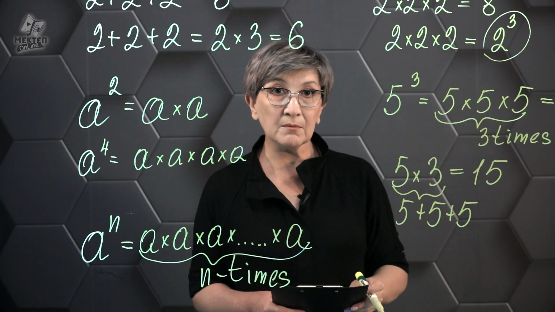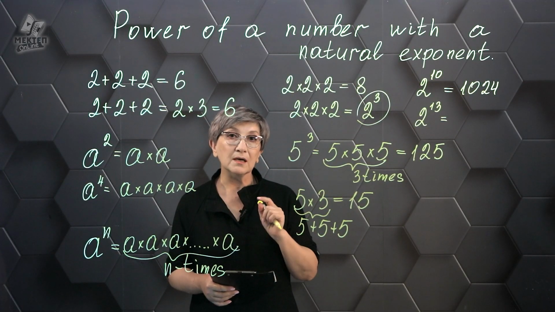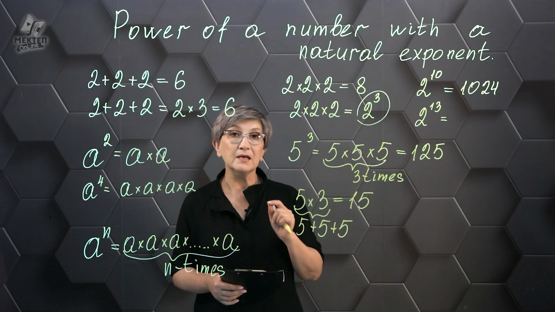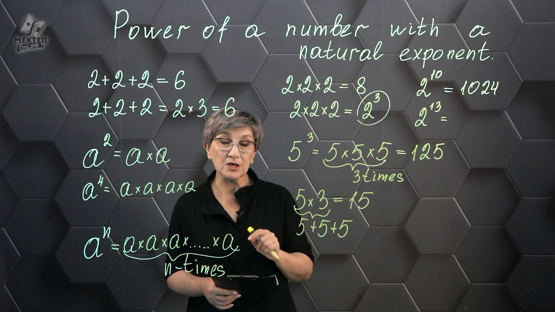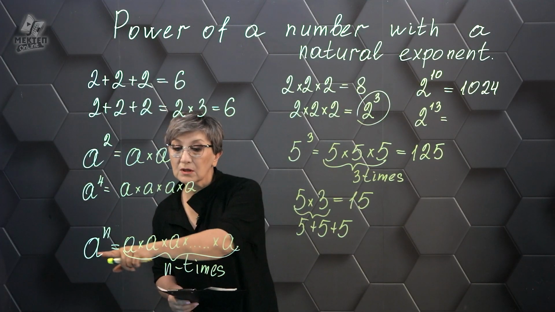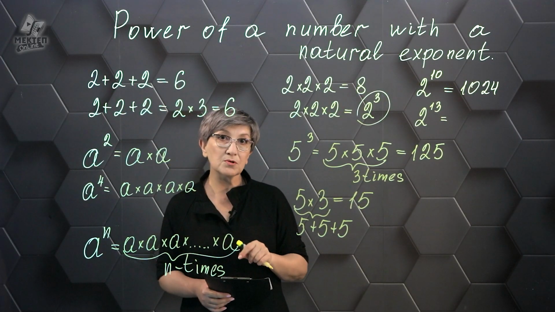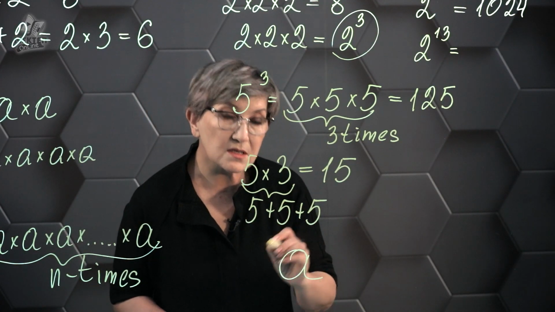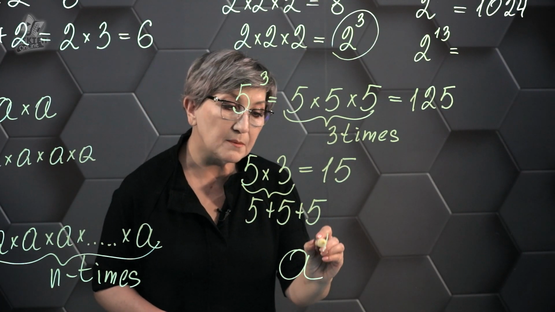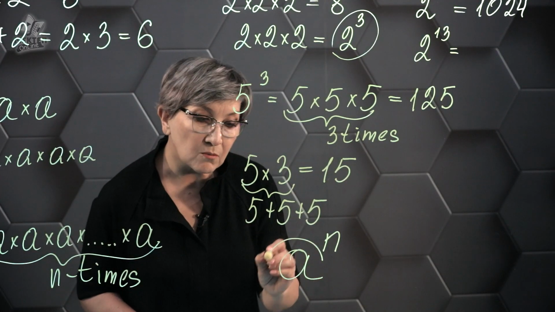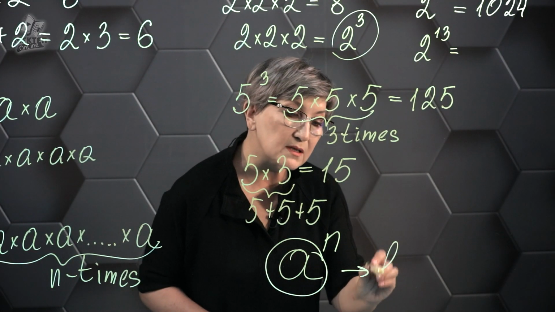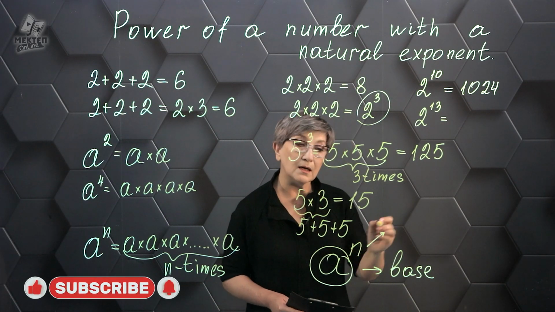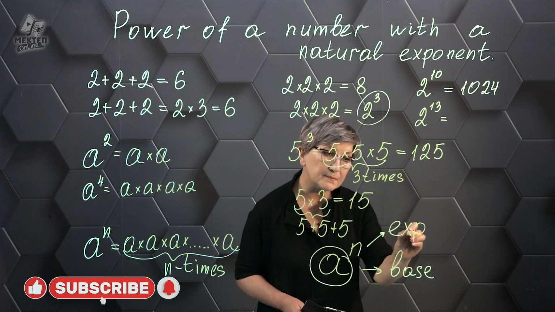Why exactly with a natural exponent? The reason is that in the next lessons we will study the degree of a number with an integer exponent, and calculating the value of such an expression will be different from the algorithm we use now. As a result, if you see the notation a to the degree n, then the number a itself will be called the base of the degree, and the number n is the exponent.